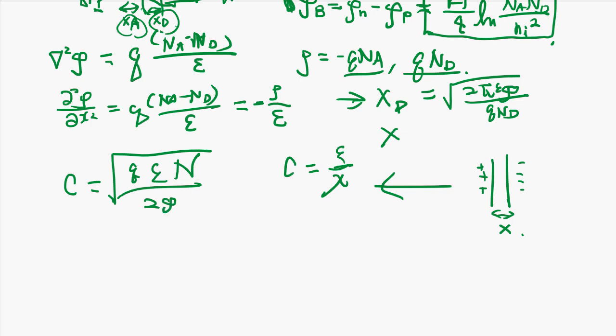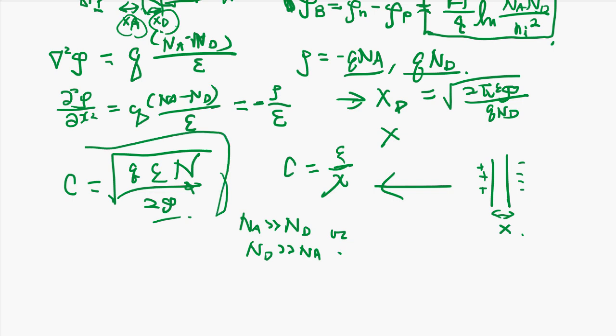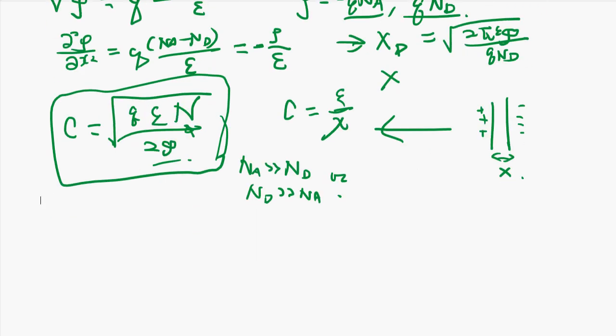to V. Now, this we use only one side because it depends on the situation, NA, ND, or ND, NA. Okay. And why is capacitance important? The capacitor is important in the device switching speed.